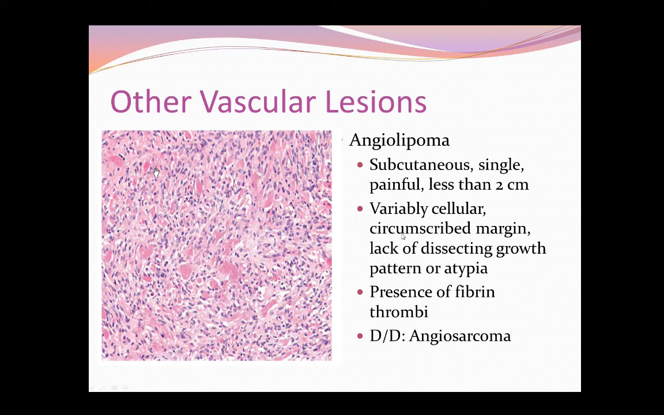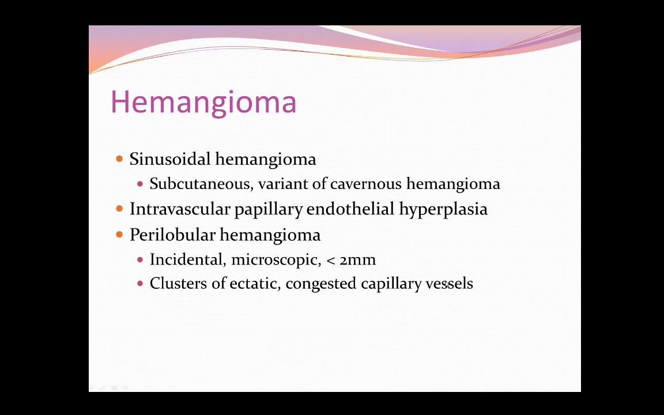But the thing is, they have circumscribed margin. They lack this dissecting growth pattern of angiosarcoma. They are not atypical, and the characteristic presence of fibrin thrombi in the vessels differentiates angiolipoma. Hemangioma. Sinusoidal hemangiomas can occur in the breast, in the subcutis. They are variants of cavernous hemangiomas. There is also the Masson's tumor, or the intravascular papillary endothelial hyperplasia, that can occur in the breast.